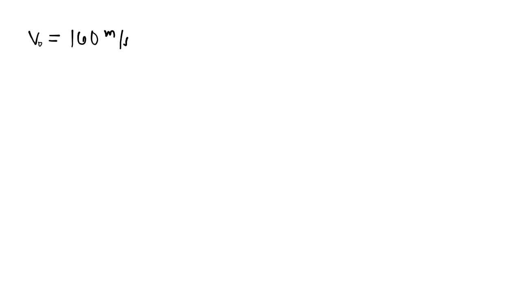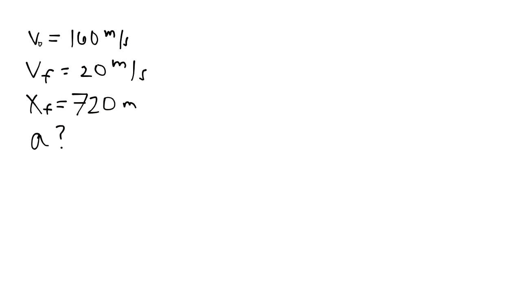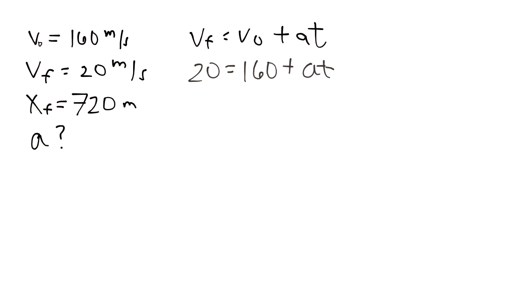We're given Jeddah's initial velocity, her final velocity before she reaches Station David, and their distance before Jeddah starts accelerating. So we need to find Jeddah's acceleration. Using the first equation of kinematics, which is v final is equal to v naught plus at, and plugging in our given values, we have 20 is equal to 160 plus at. And manipulating, we get time is equal to negative 140 over a.